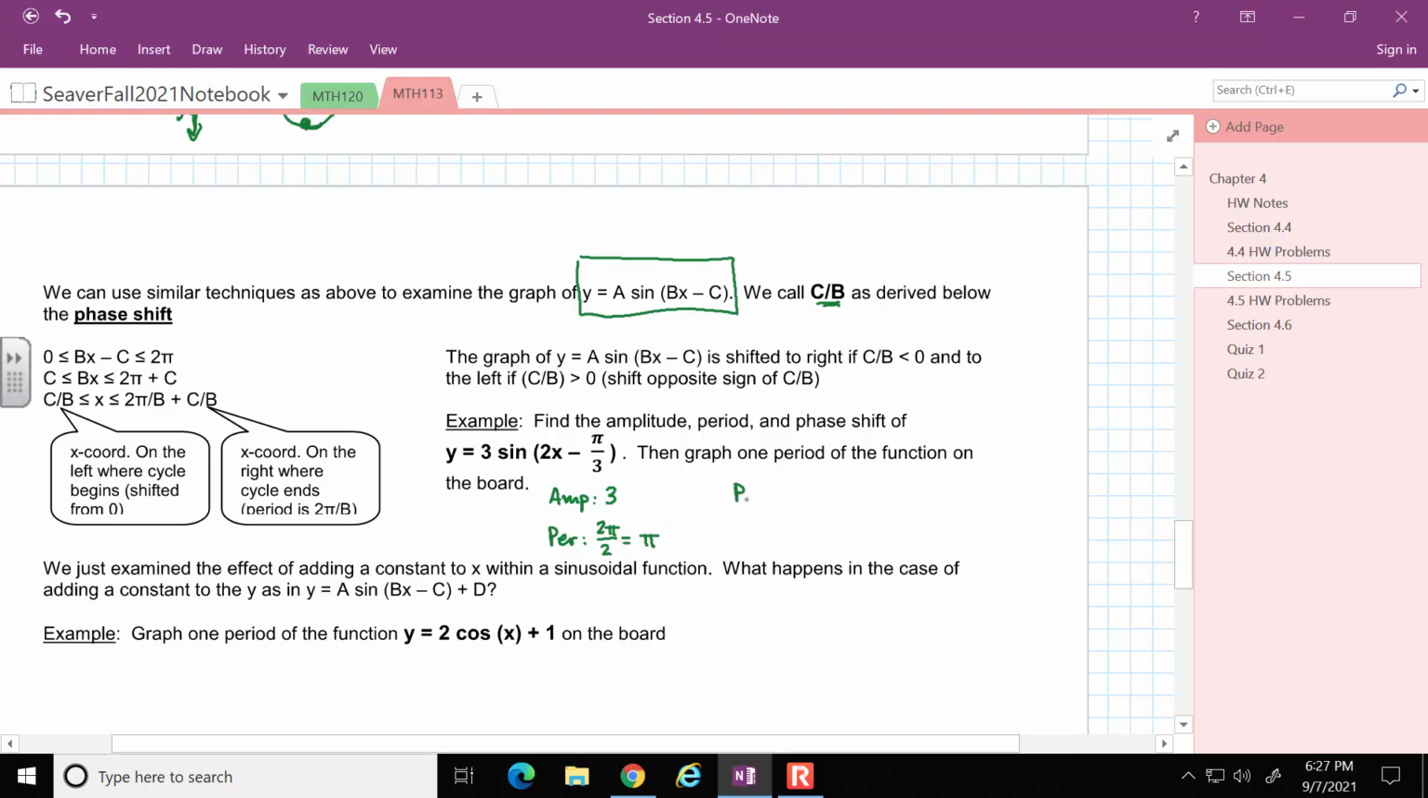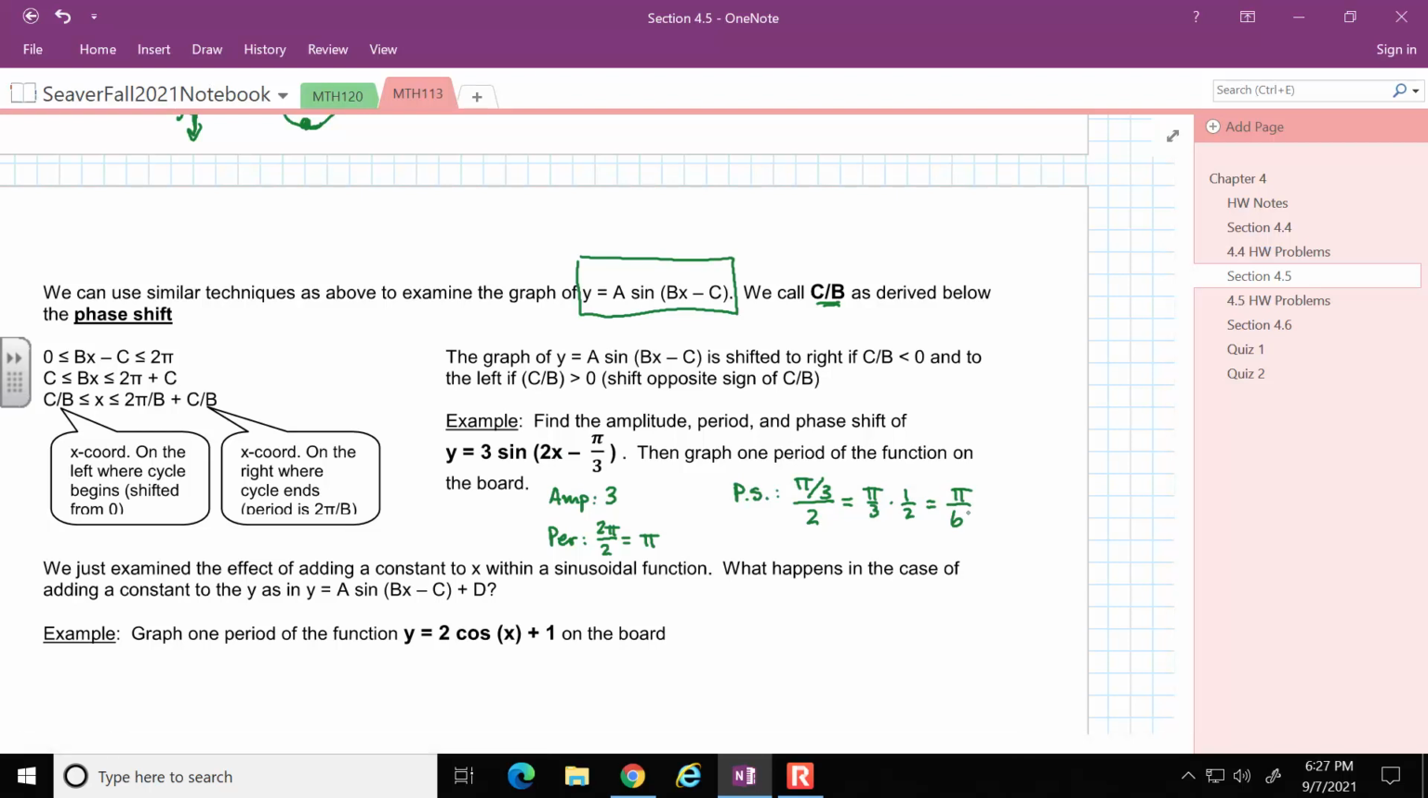So for phase shift, it's a little bit different, right? It's c over b. So in this case, our c is positive, right? Minus, this is positive, so it would be pi over 3 divided by b, which we said was 2. Okay? So we're actually shifting this one to the right, because again, this is defined as bx minus c. So that is pi over 3 times 1 over 2, or pi over 6. Okay? So that all looks good.